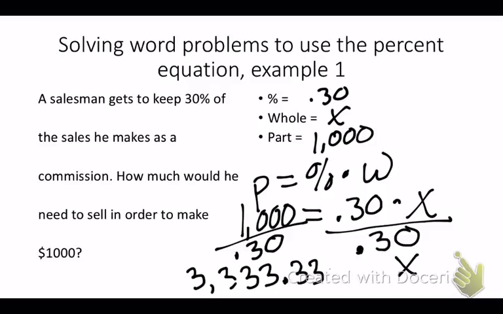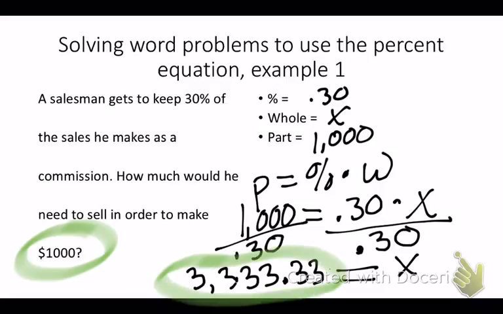$3,333.33 if I'm rounding to 2 decimal places, because whenever we're dealing with money, it involves 2 decimal places, so we'll round. My answer makes pretty reasonable sense if you think about it, because he has to sell more than $1,000 in order to make $1,000, and 3,330 is more than $3,000.